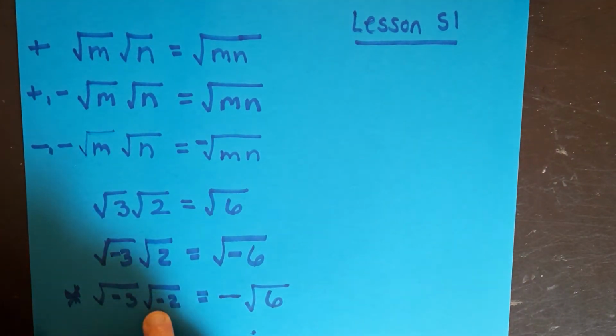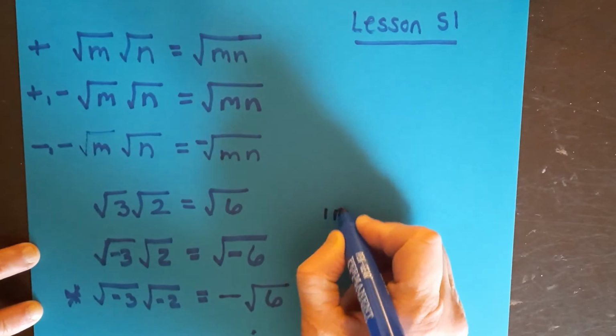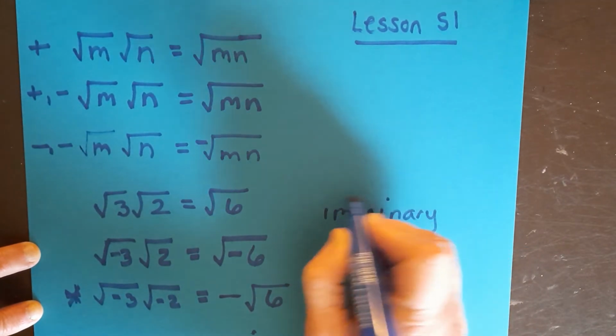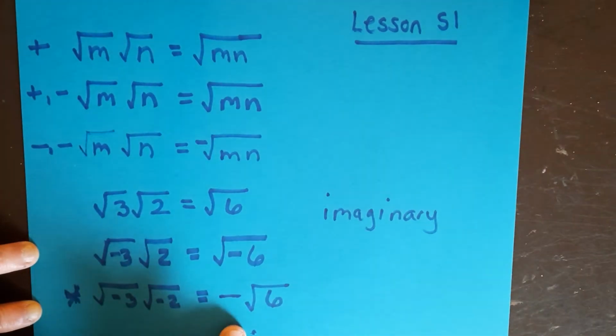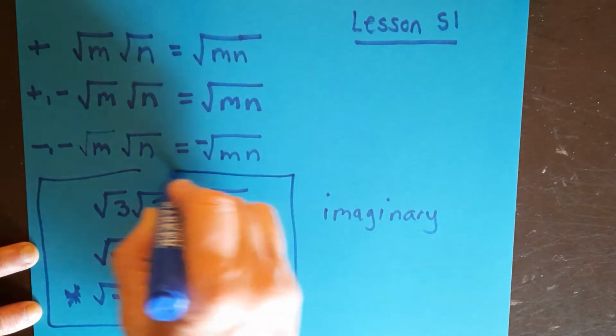Because they're a negative number and it's under the square root sign, we get into what are called imaginary numbers. And so the rules change a little bit. When I show you this imaginary number, this will make more sense. But for now, just keep these rules in mind.